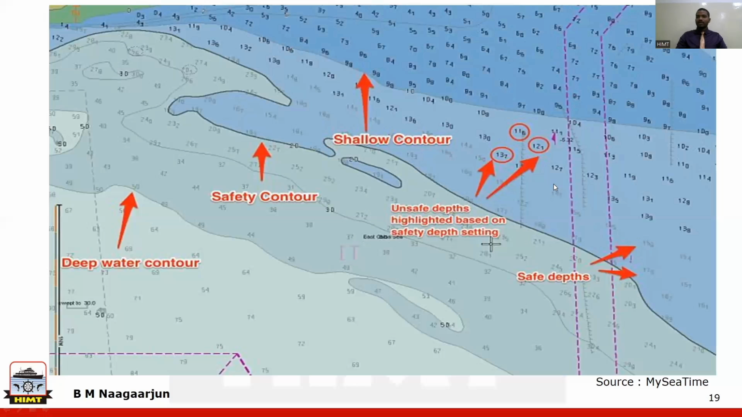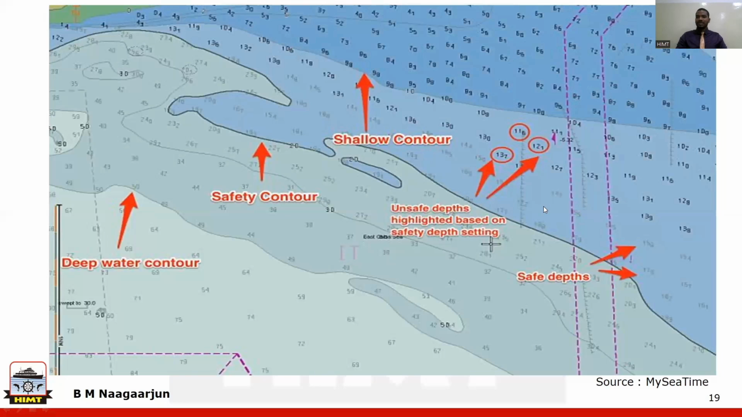Whereas, when we have the safety depth equal to the safety contour, we set the safety depth also to 14 meters. So here, all the depths which are shallower than 14 meters are highlighted in black color, and all those depths which are deeper than 14 meters are shown in gray color.